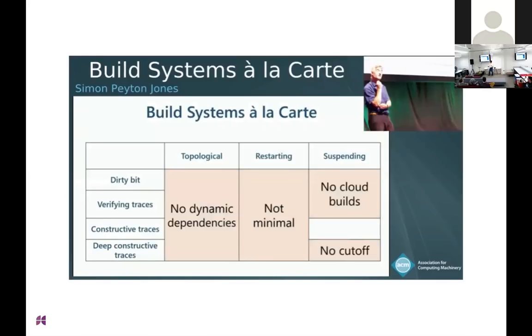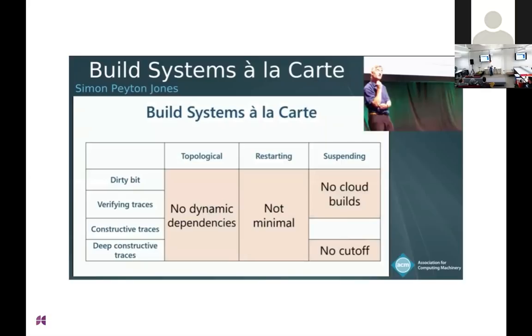So there are trade-offs here, right? With a topological system, you cannot have dynamic dependencies. It is impossible. You must be able to do static dependency enumeration in order to build in topological order. With a restarting system, you will not be minimal. You will redo work. There's a proof of this. With the suspending system, you can't have cloud builds for a variety of reasons.